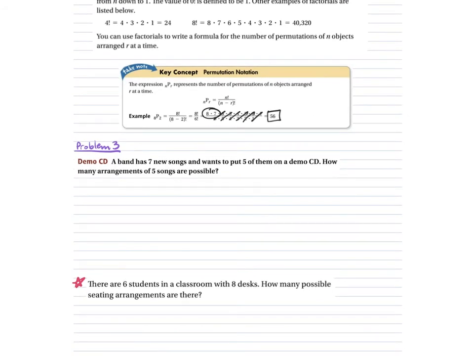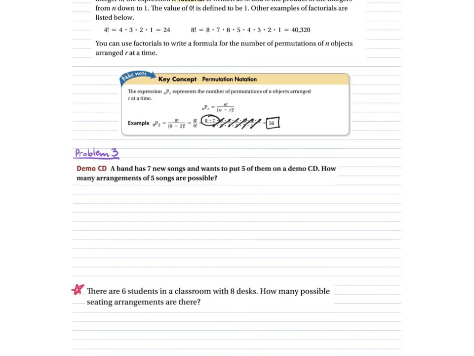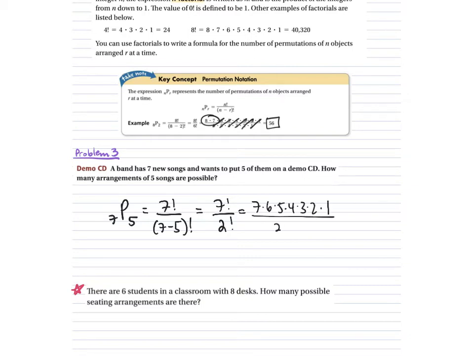So a band has 7 new songs and wants to put 5 of them on a demo CD. How many arrangements of 5 songs are possible? So you have 7 objects, and you want different arrangements of 5 songs. So this would be 7 factorial divided by (7 minus 5) factorial. 7 minus 5 is 2. So this is 7 factorial divided by 2 factorial. So 7 times 6 times 5 times 4 times 3 times 2 times 1, and then this is just 2 times 1. So the 2's cancel and the 1's cancel, but then you still have to do this with a calculator. So that's not an easy one to do.